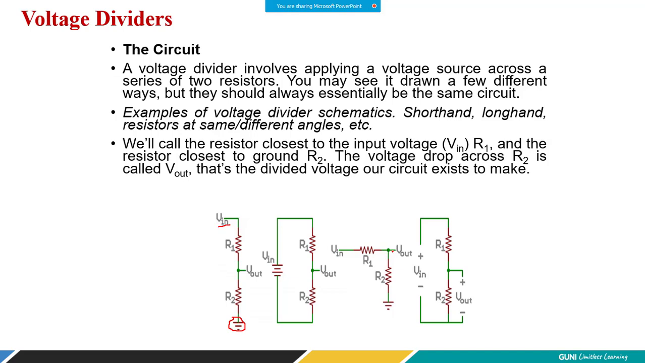Similarly, this is another way we have drawn the circuit. Here you have a V input, again R2 is connected to the ground, and you are again measuring the output voltage across R2. And this is another way. The battery here is replaced by just a plus and minus symbol, and the circuit can be drawn like this, and here it has been clearly represented that we are measuring the V out across R2. These are examples of voltage divider schematics.